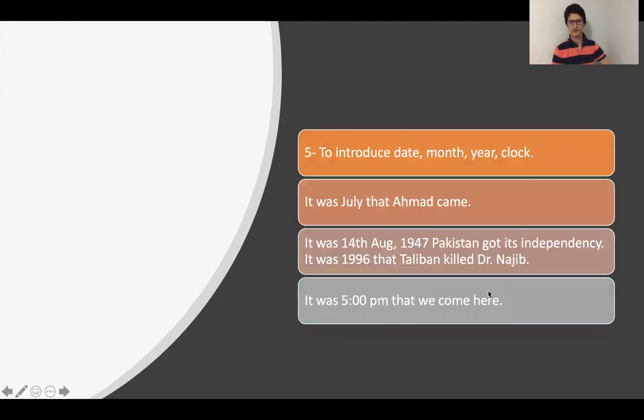And the 5th usage is to introduce date, month, year, and clock. Always when you're talking about time, like date, month, year, clock, it's okay. You can use cleft sentences also like this. It was July that Ahmed came. It was 1991 that he was born. Okay? Or for example, you say, it was 2017 that I left Afghanistan.